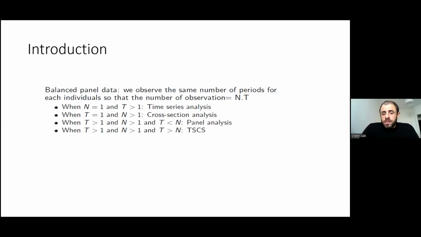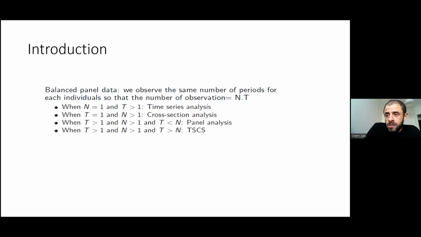The second type of data is cross-section, and in this case we have just one point in time and more than one individual. Then if we have more than one year and more than one individual, so in this case T is greater than one, N is greater than one, but the time dimension is lower than the individual dimension, in this case we have the panel analysis. And the panel analysis is what we're going to see today in this workshop. I remind you that one of the important conditions that must be satisfied is that the number of individuals is greater than the number of years.